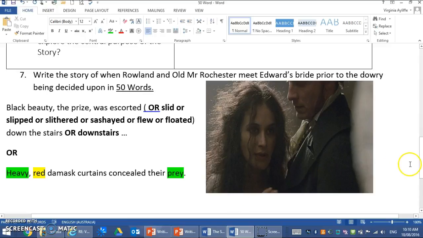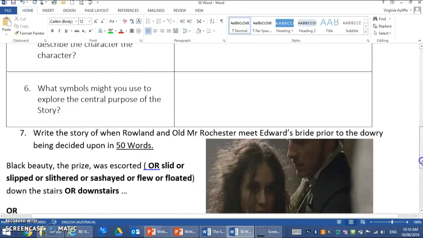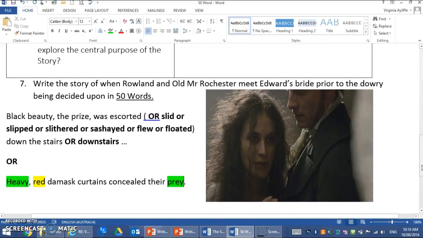So you're going to try and do this. I want you to fill in this sheet first, and then I want you to have a go at writing a 50-word short story, and we're going to share these.